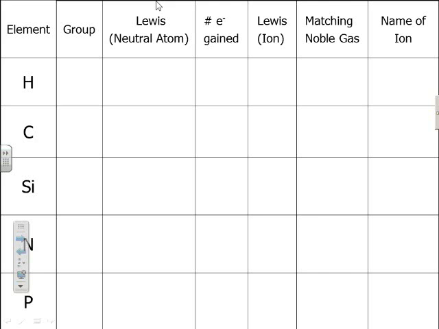How many dots around my H for my Lewis of my ion here for this guy? 2. Special case. Square brackets. What's the charge?